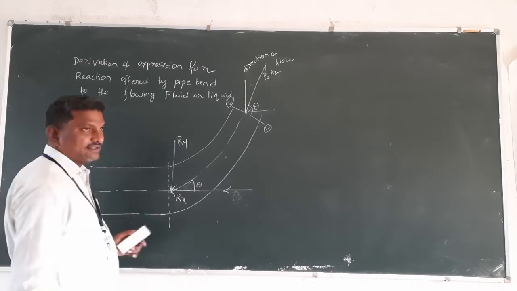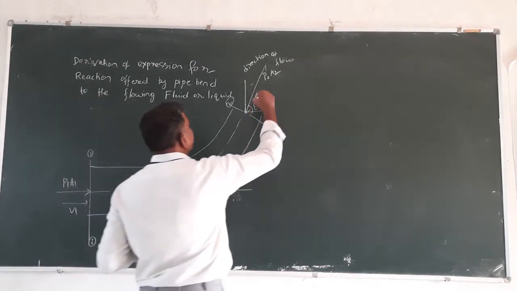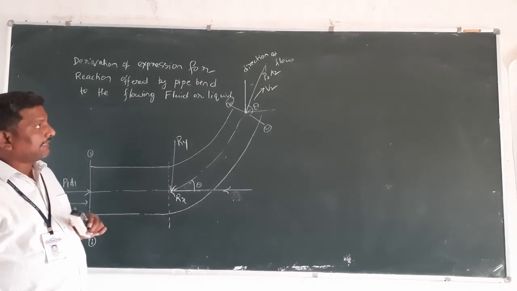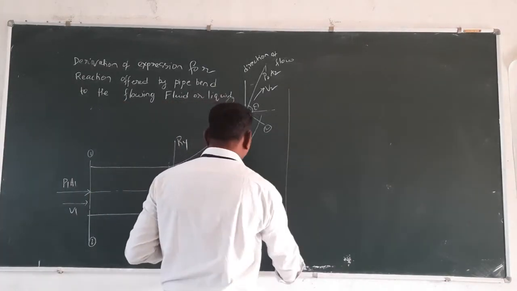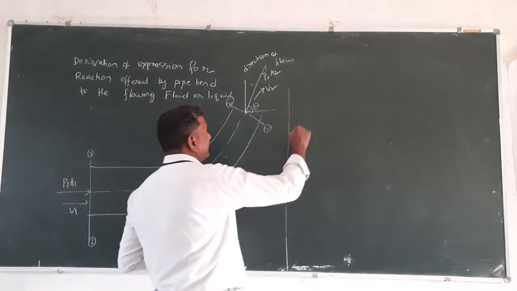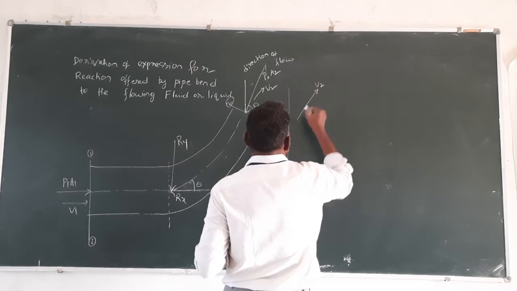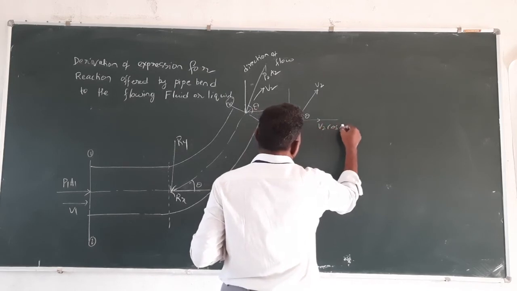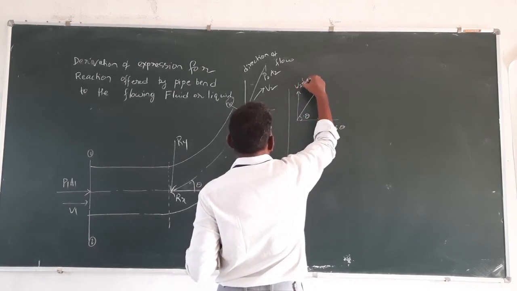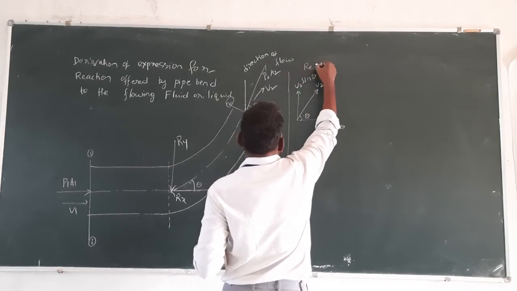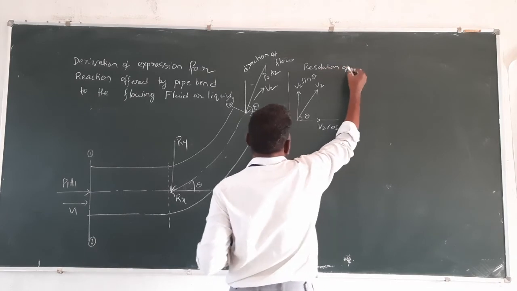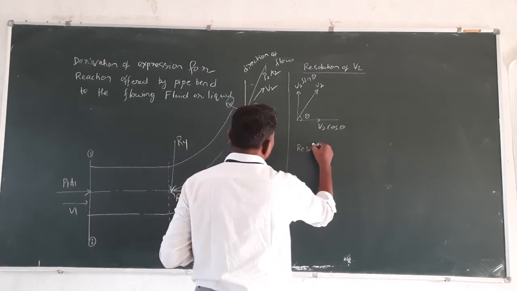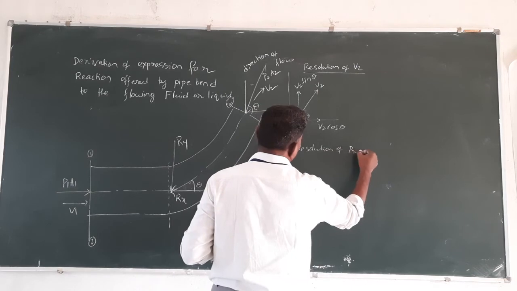The fluid is entering at velocity v1 and leaving at velocity v2. Okay, so here we have to resolve the two components. What is this? Velocity v2 cos theta and v2 sin theta. Resolution of v2. Resolution of P2 A2.